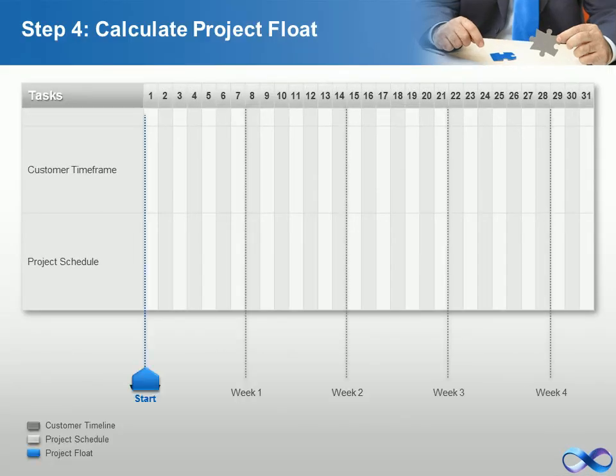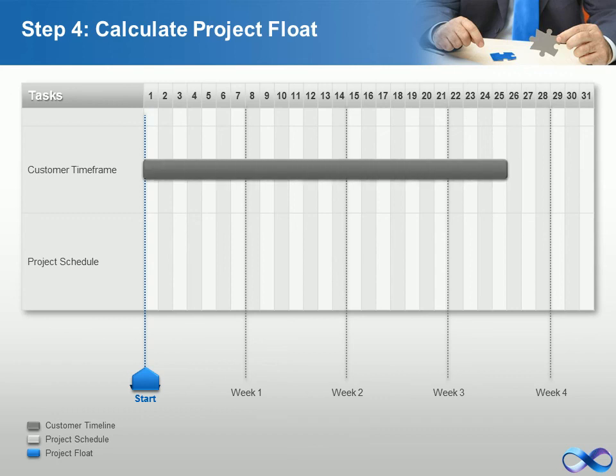Step 4. Calculate project float. Customer wants an end date of 25 days. Hence, project float equals the total amount of time that the project can be delayed without delaying the externally imposed project completion date required by the customer. That is 4 days. Please note, the project float can be negative, that is, the customer wants the task to be completed sooner than planned in the project schedule. The project, then, needs to be crashed or fast-tracked.